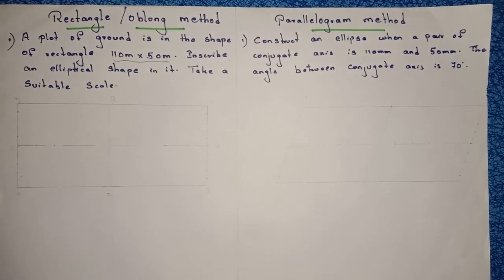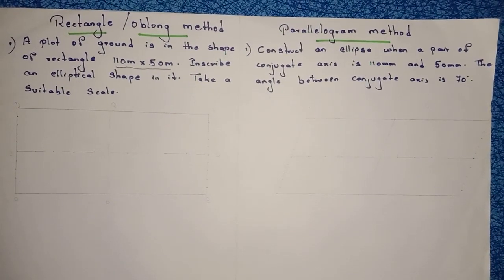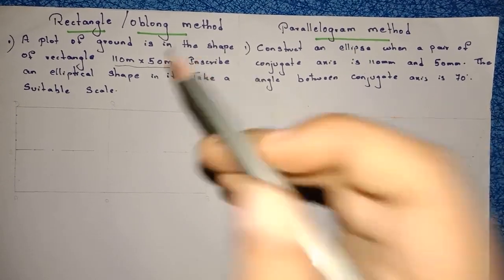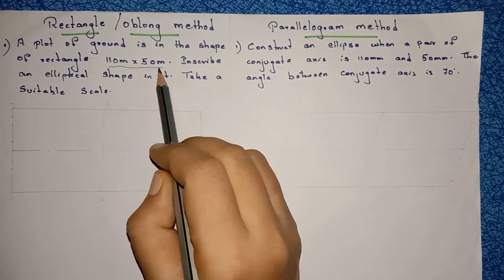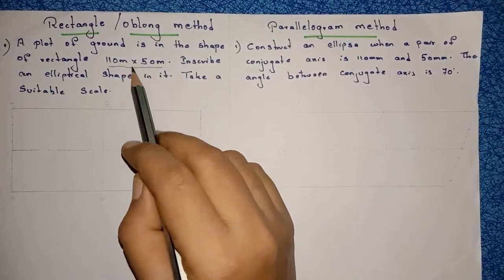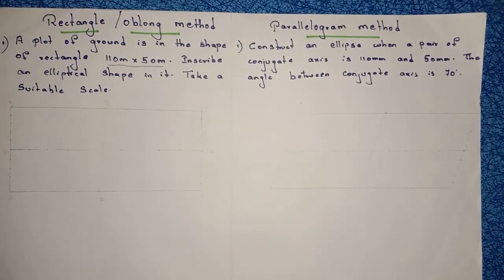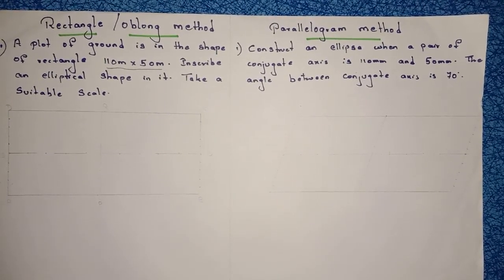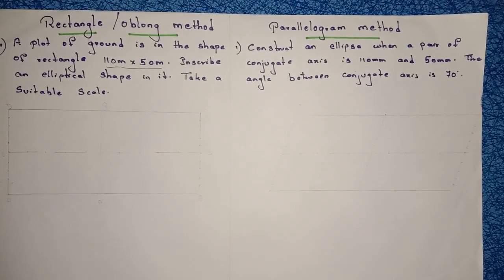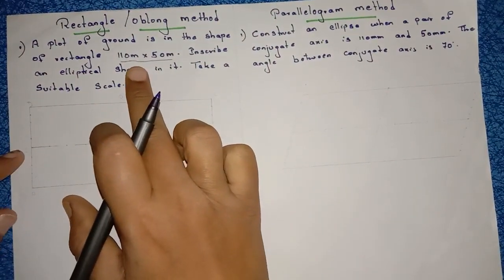From the first class onwards I'm saying that in engineering graphics all the dimensions should be in millimeters. Now here, the dimensions are in meters, 110 meters and 50 meters. So you have to convert these meters into millimeters. If the question mentions meters, kilometers, or centimeters, you have to convert those units into millimeters only.